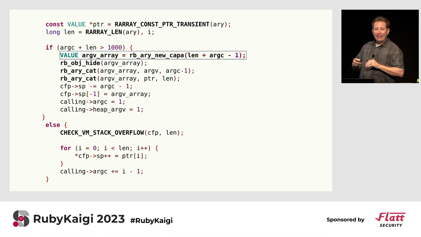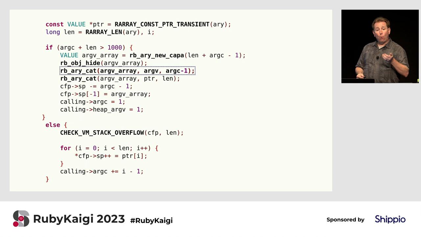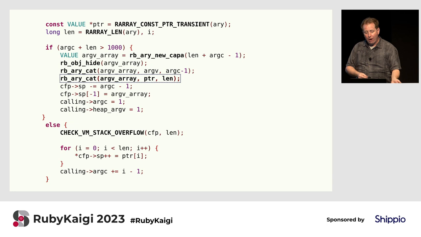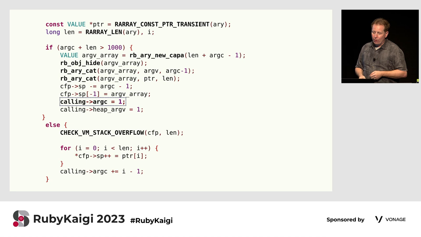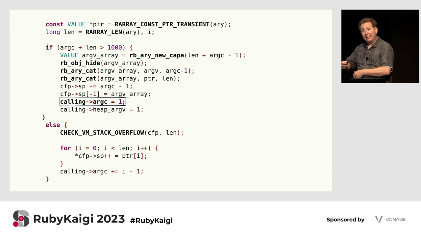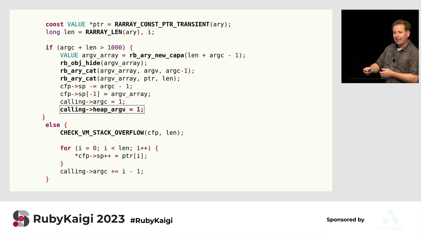So here is the code that implements this approach. We start off by creating a Ruby array with the expected capacity. We then hide the array, and this makes sure that the array cannot be accessed via object space. We copy the arguments before the splatted array to the temporary array. Then we copy the elements of the splatted array to the temporary array. Now we still pass a pointer to the temporary array of arguments on the VM stack, so we need to adjust SP, the stack pointer, to reflect that. Since there is only one argument on the stack, we adjust the calling information to show only one argument. Now this is correct from a stack perspective, but it is incorrect from a method calling perspective. And finally, we set a new flag on the calling information named heapargv to flag that the arguments are being passed on the heap in a temporary Ruby array instead of on the stack. So back to the function for calling methods defined in C.